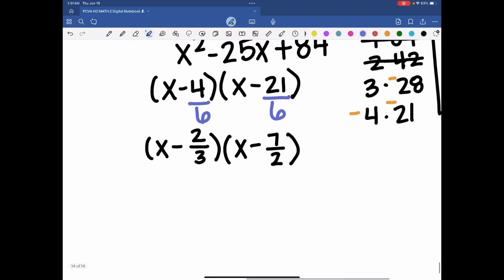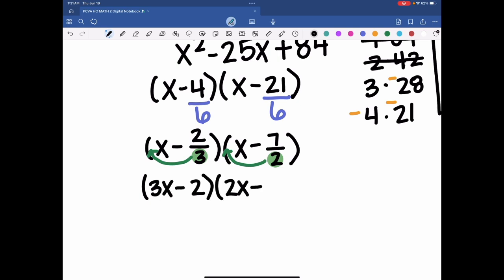All right, and then our last step is anything left in the denominator. So we have a 3 in the denominator and a 2. We're going to take that 3 and move it up, and take that 2 and move it up. So this is going to become 3x minus 2 times 2x minus 7.